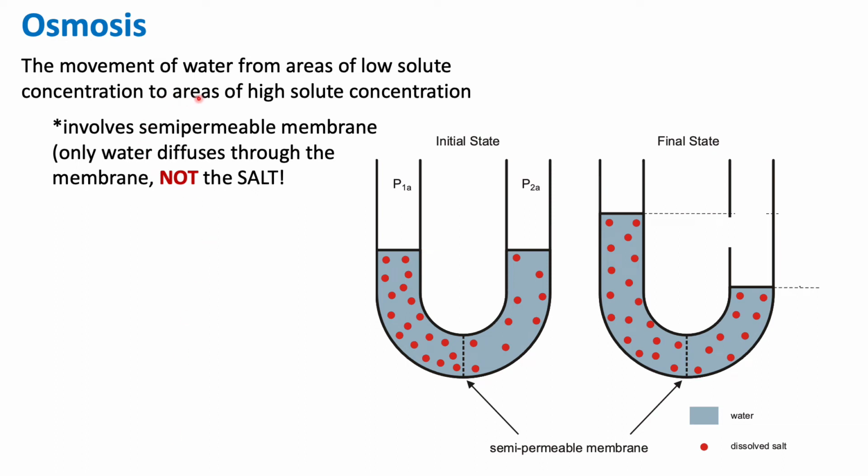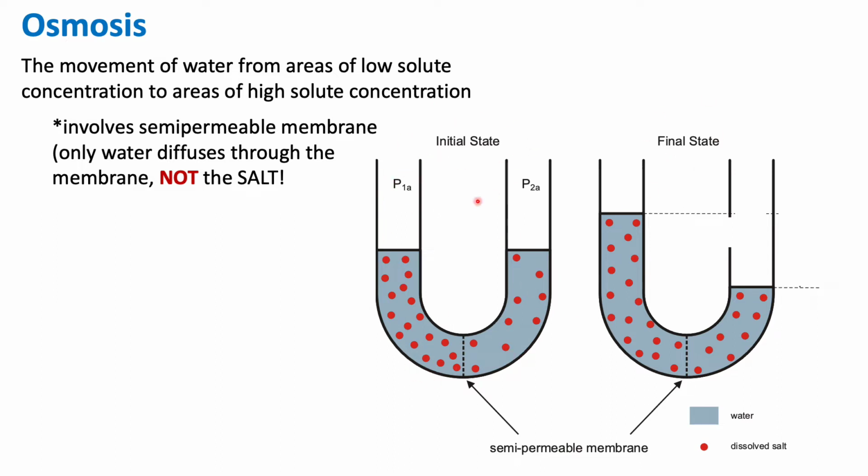Osmosis is defined as the movement of water from areas of low solute concentration to areas of higher solute concentration, and the water always moves through a semi-permeable membrane. So over here in this diagram, we can see the initial state and final state of these two tubes.